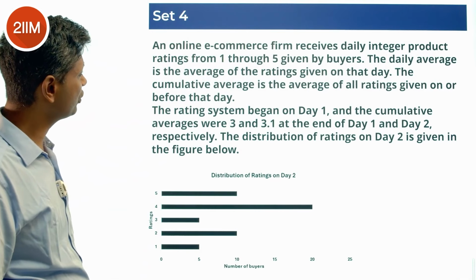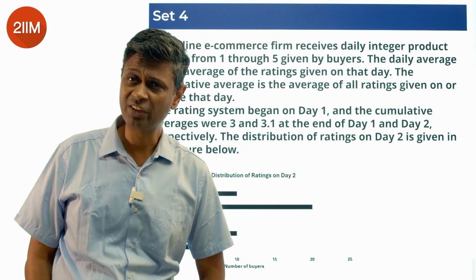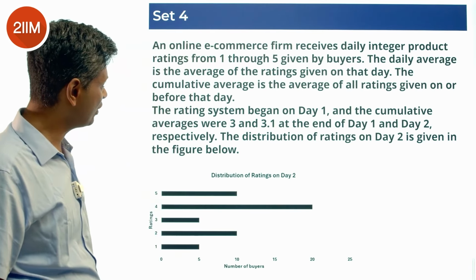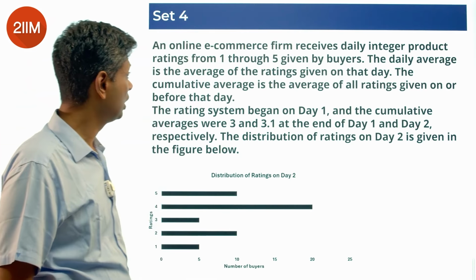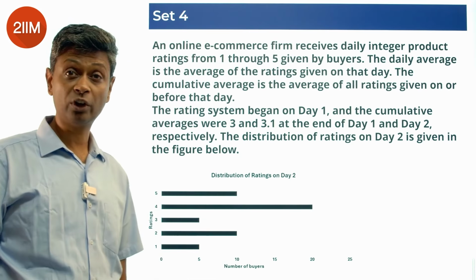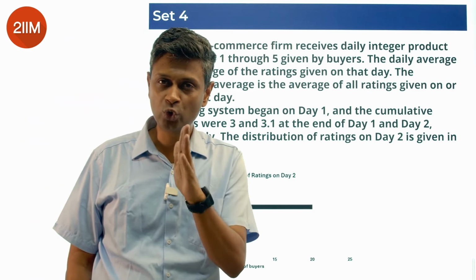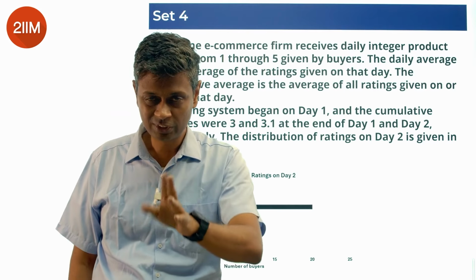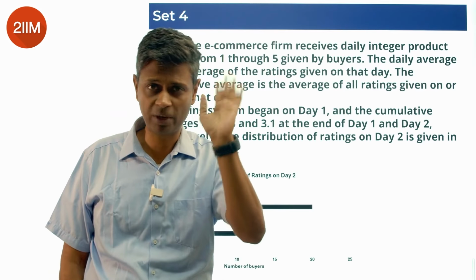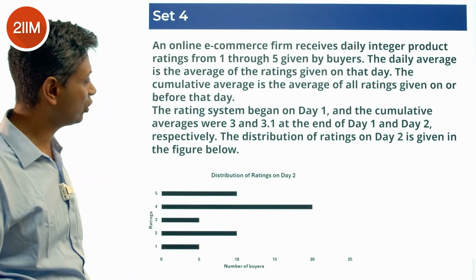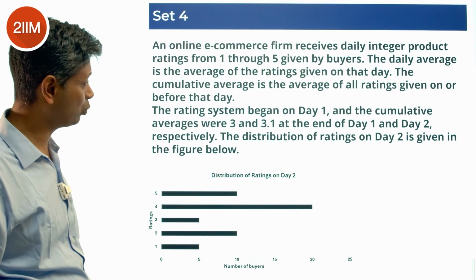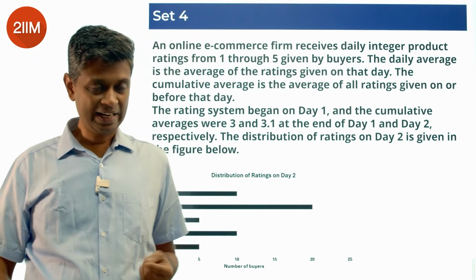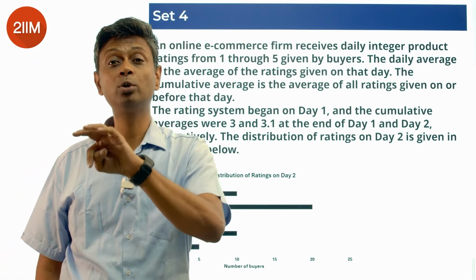An online e-commerce firm receives daily integer product ratings from 1 through 5 given by buyers. Daily and integer ratings. The daily average is the average of the ratings given on that day. The cumulative average is the average of all ratings given on or before that day. So day 2 you'll get daily ratings, and cumulative ratings, that is all ratings till day 2 and ratings on day 2. Day 1 daily rating and cumulative rating are same. The rating system began on day 1 and the cumulative averages were 3 and 3.1 at the end of day 1 and day 2. So day 1 average is 3, day 2 average is something such that day 1 and 2 put together average is 3.1.